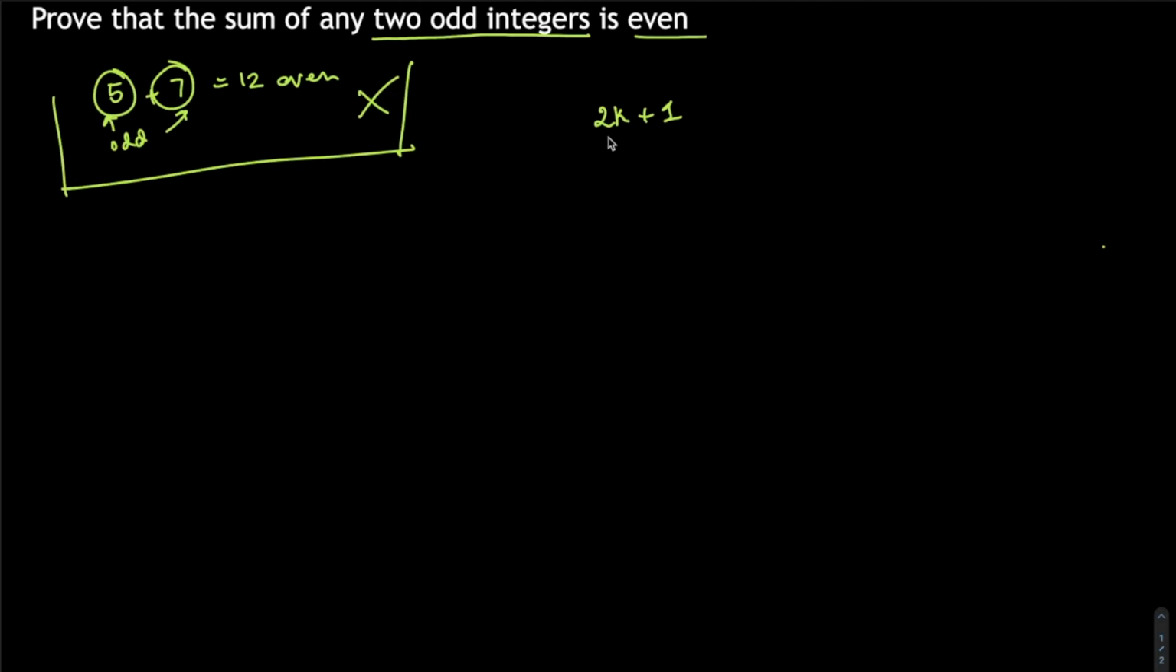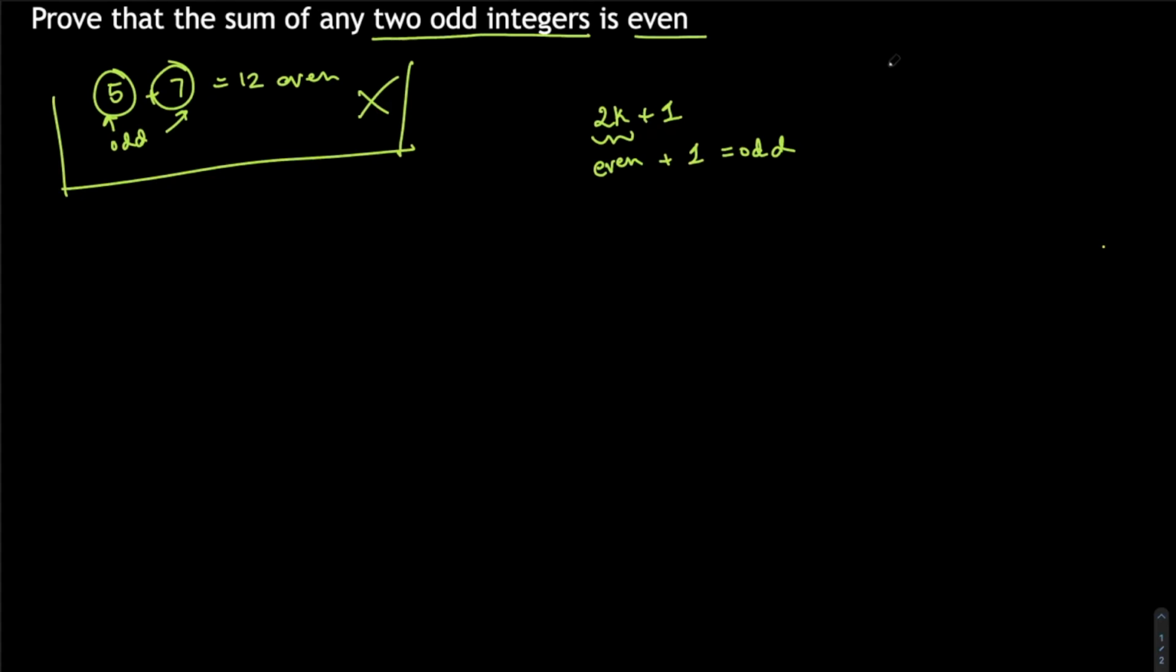So 2k gives us an even number, but when we add 1 to 2k, we get an odd number. Even plus 1 gives us an odd number. 4 is even, we add 1, we get 5, that's an odd number. 6 is an even number, we add 1, we get 7, which is an odd number.